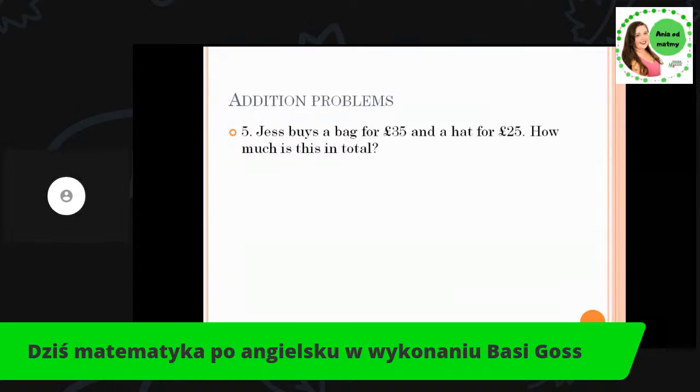And the next problem. Please read with me. Jess buys a bag for £35 and a hat for £25. How much is this in total? And we are thinking about the calculation to solve this problem. Think about the calculation that we can use to solve this problem.